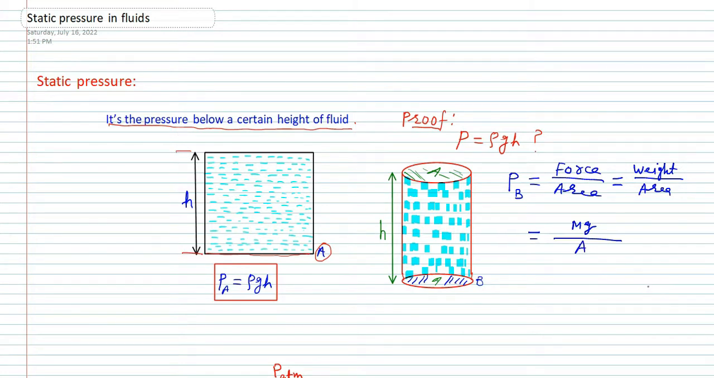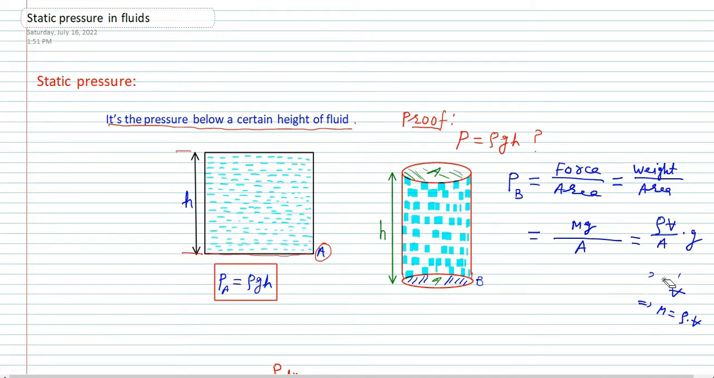Now we know density of any material is mass divided by volume, right? So we can write mass as density times volume, right? Similarly, here we can replace this m with density times volume, which will be density times volume divided by area. Of course, here is a g, right?